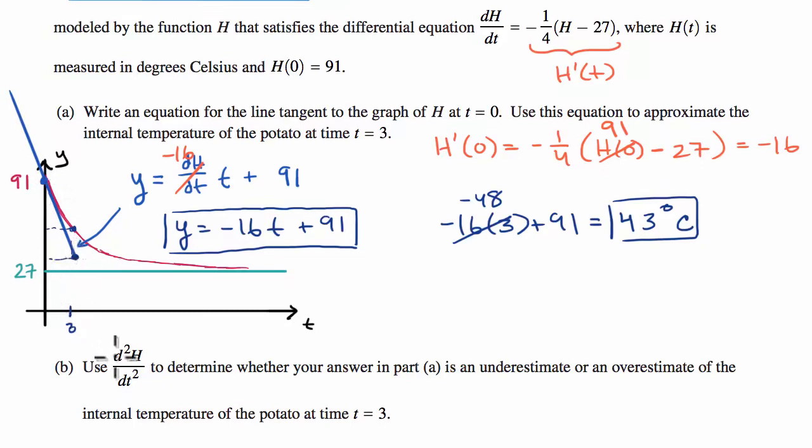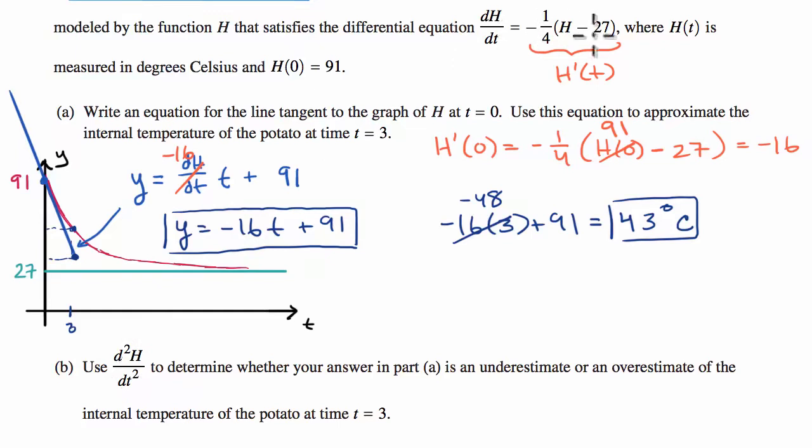So how is the second derivative going to help us think whether that was an overestimate or an underestimate? Well, the second derivative can help us know about concavity. It'll let us know, well, is our slope increasing over this interval or is our slope decreasing? And then we can use that to estimate whether we overestimated or not. So first, let's just find the second derivative.